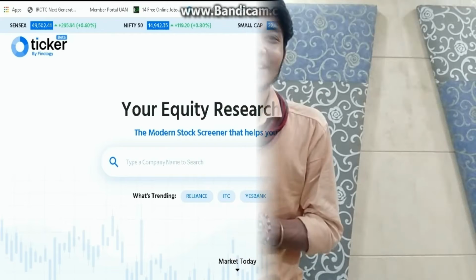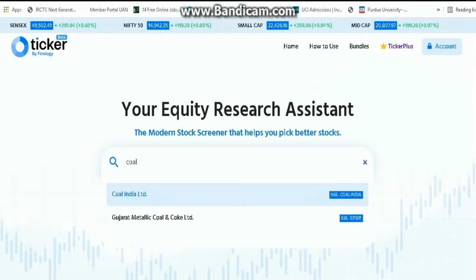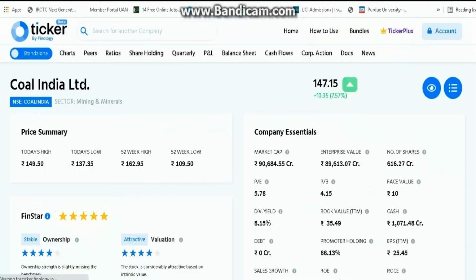After this live example which I'm going to show you, I'm going to tell you one more thing which is very important about dividends. Let us take a live example of a few of the companies and take a look at the dividend yields of these companies. As we had a conversation about Coal India, let's check out Coal India's dividend yield. Right now you can see the dividend yield of Coal India Limited is 8.15 percent. The share price is 147 rupees and the number of shares is 616 cr.